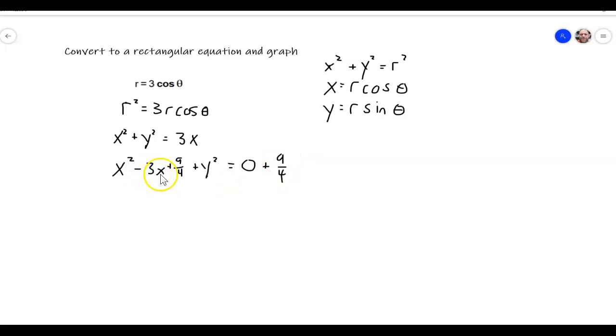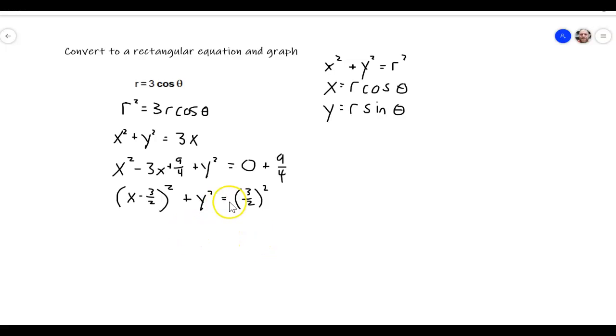So we take the coefficient in front of the variable to the first power, we divide it by 2, and then we square it. So 3 divided by 2 is 3/2, and 3/2 squared is 9/4. So if I add 9/4 to both sides, then I can rewrite this as (x - 3/2) squared plus y squared is equal to, and I can write 9/4 as (3/2) squared, right?